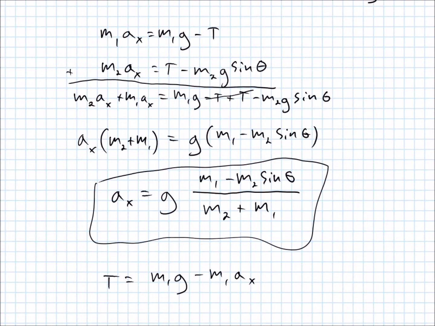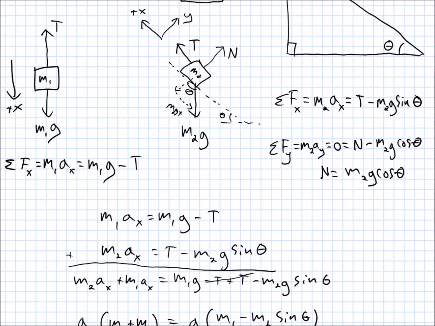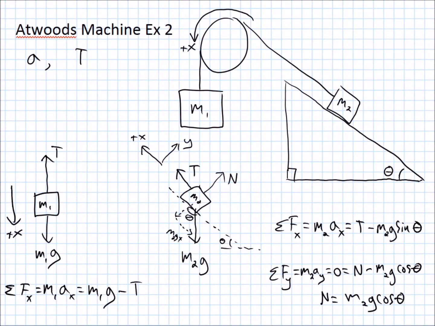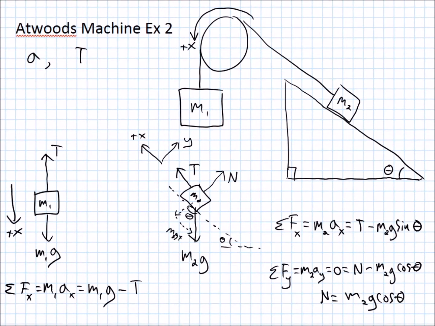So that is an Atwood's machine slightly modified so that one of the masses is on a ramp. You could have friction on the ramp. You could have it on a flat surface with friction but no slope. There are a number of different ways you could set up an Atwood's machine, but the problem-solving method is going to be the same: a free body diagram for each mass, and define your coordinates so that they both accelerate in the x direction.